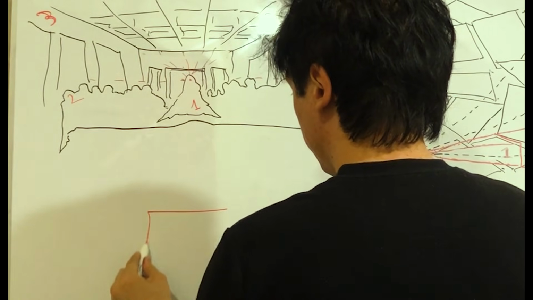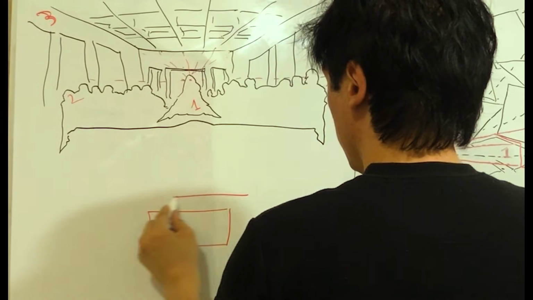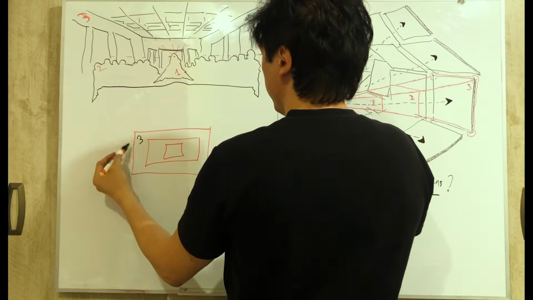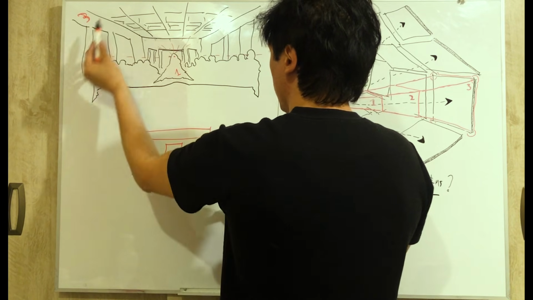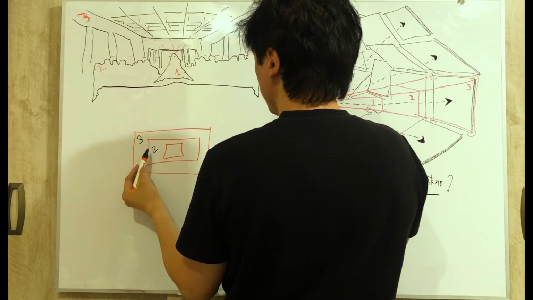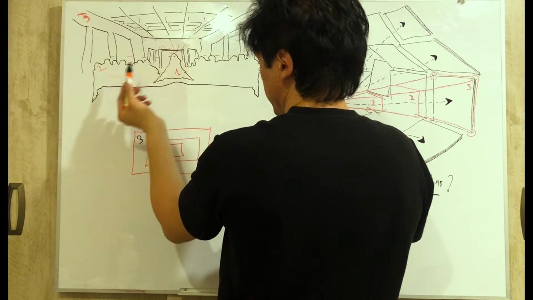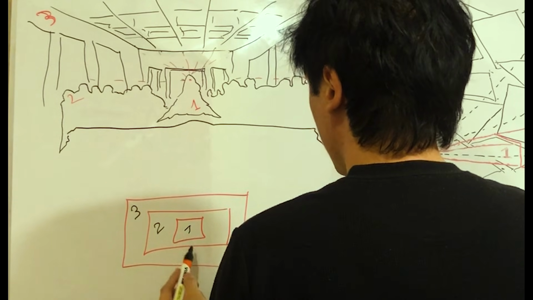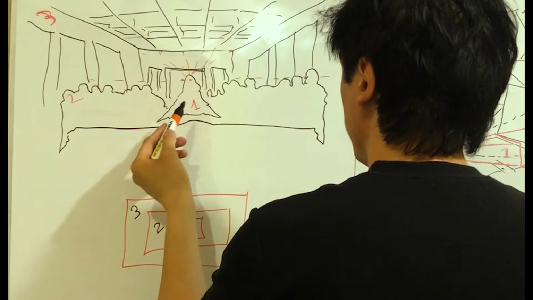Because you have the third plane, which is the Last Supper. This is the Last Supper. The second plane is the disciples and Jesus. But the first plane is Jesus as the center of the composition.